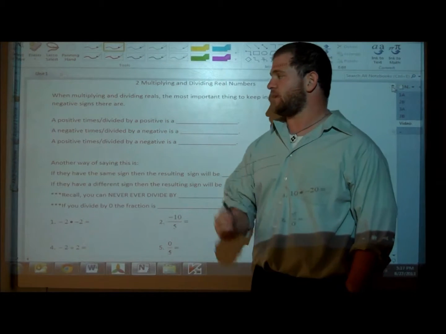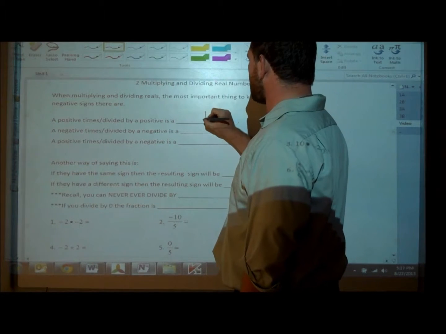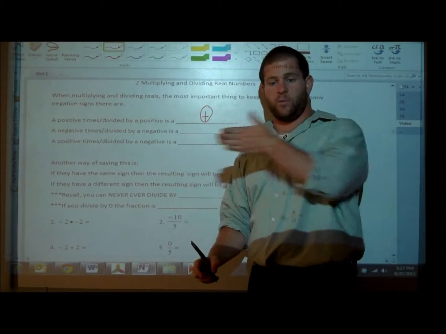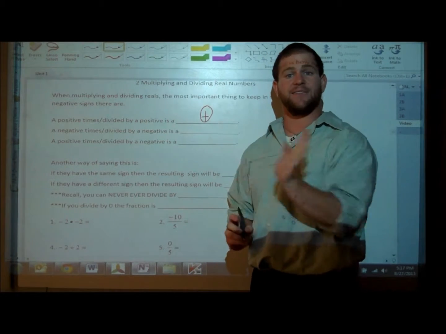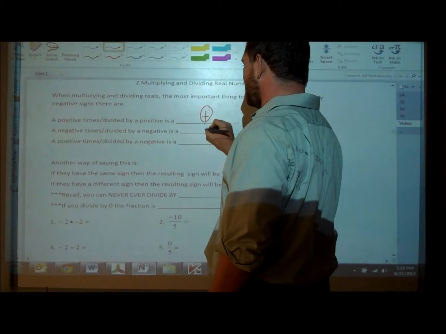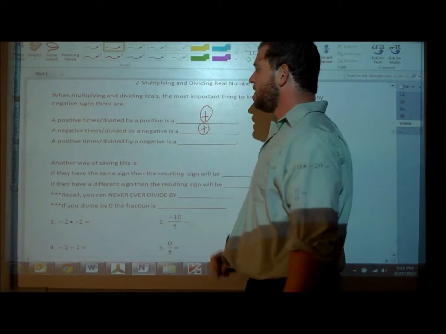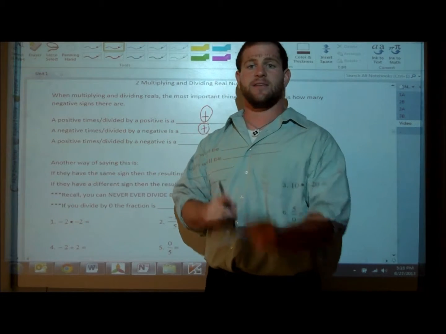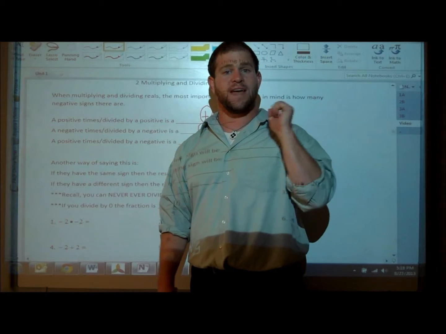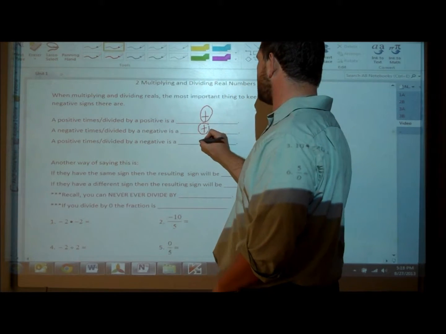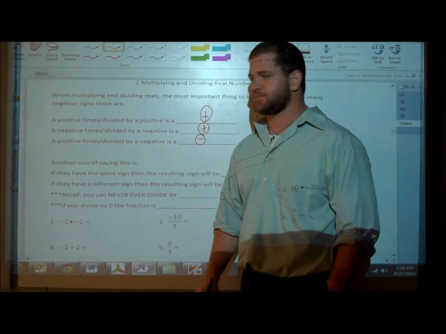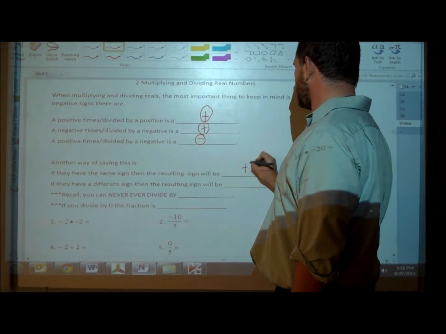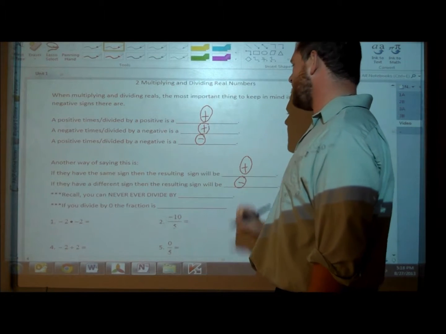So if it's a positive times a positive, there's no opposites. You're going to end up with a positive sign. If there's a negative times a negative, you're going to go one way, you're going to turn around and come back the other. The negatives are going to cancel each other out. So you're going to end up with a positive also. If you have a positive and a negative, whether it's positive negative or negative positive, I don't really care how it comes out, but if you only have one negative, one opposite, your sign is going to be negative. Another way of saying this is that if you have the same sign, you're going to end up with a positive, and if you have the opposite sign, you're going to end up with a negative.